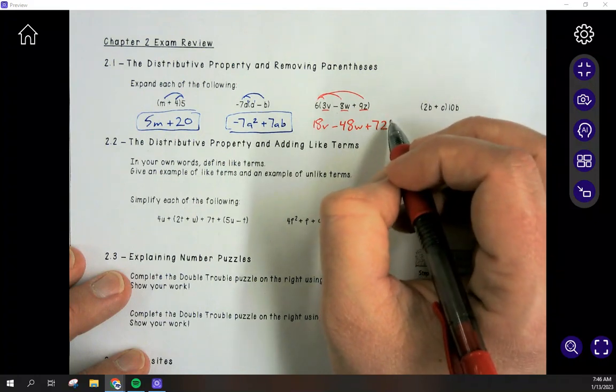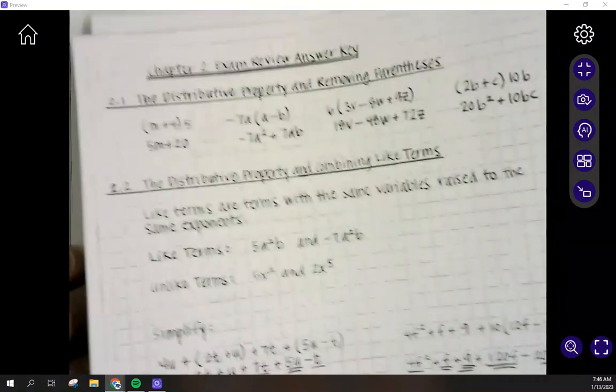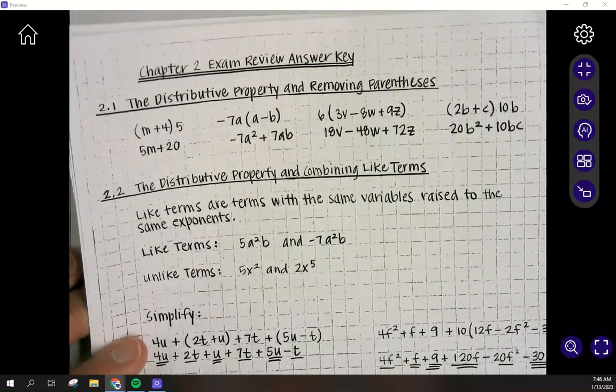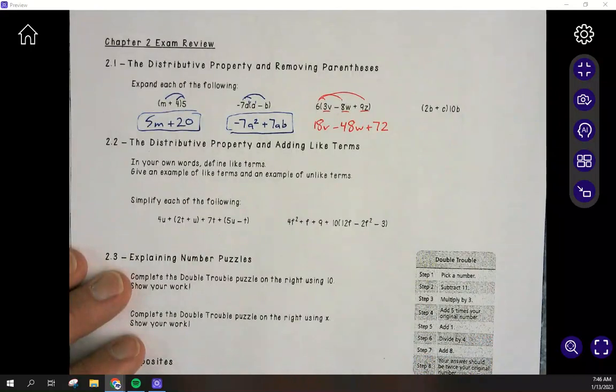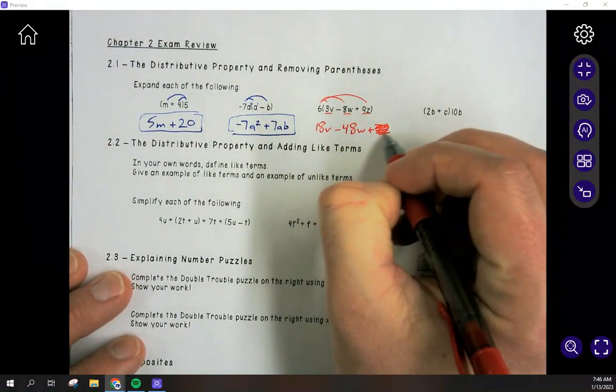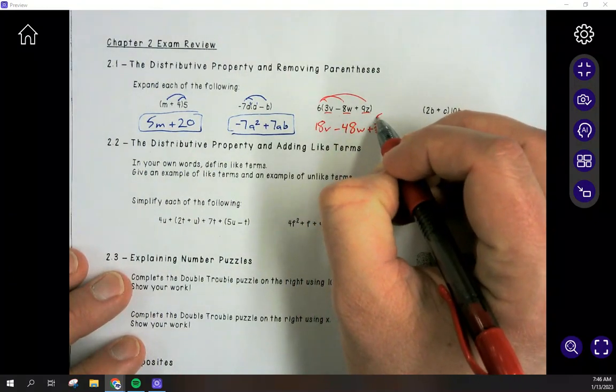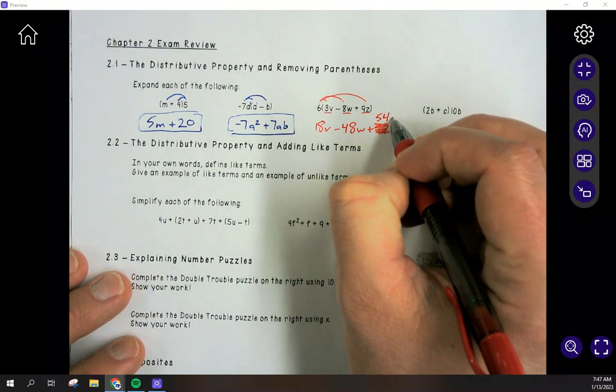That's not 72. Answer key is incorrect. So if you look at this answer key, you see 6 times 9 is 72. Obviously, that's 9 times 8. So that's a mistake. Let's fix that here. All right, so 9 times 6 is 54, so it's 54z.